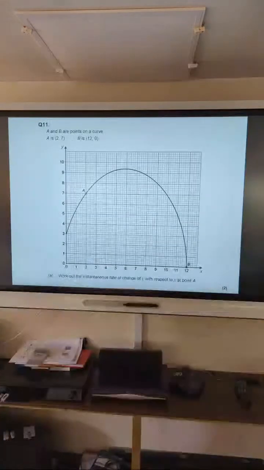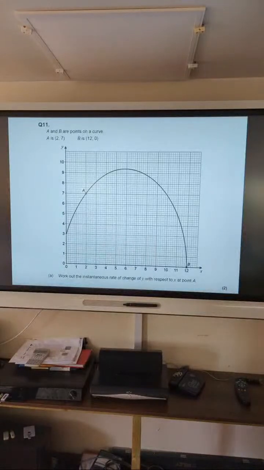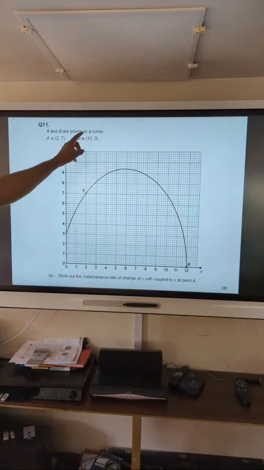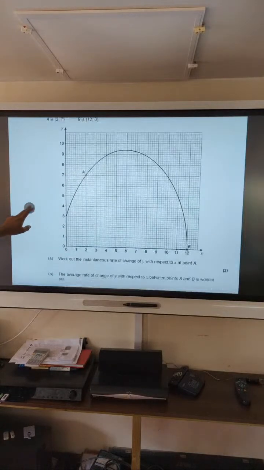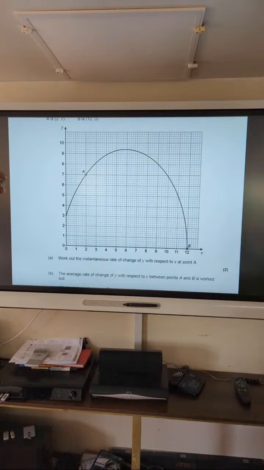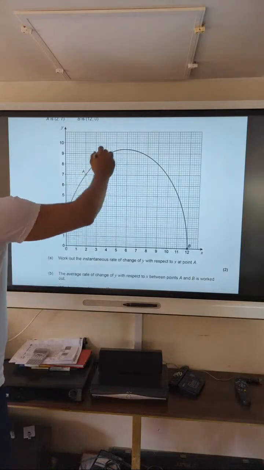A and B are points on the curve. That's your A, that's your B. 2, 7 and 12, 0. Work out the instantaneous rate of change of y with respect to x. So what's happening in y with respect to x at point A? So we're looking at the gradient of the line at that point.